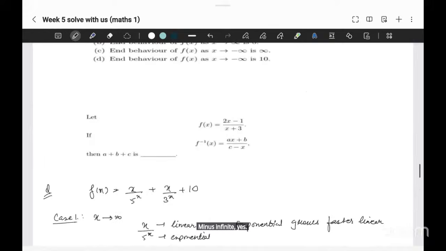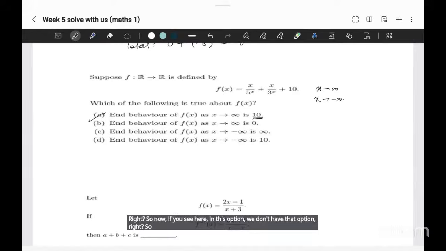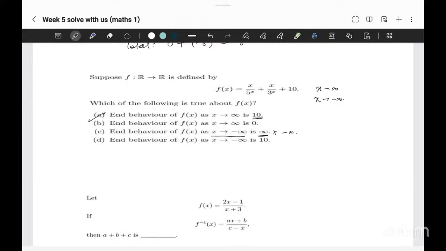So now if you see here in these options, we don't have that option, right? When x is tending to minus infinity, it should be minus infinity. So that means only option A is correct. Is the question clear to everyone? Yes, ma'am.